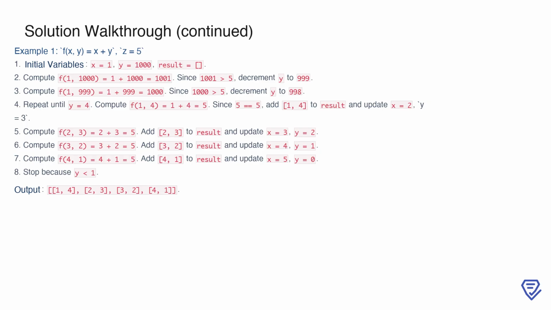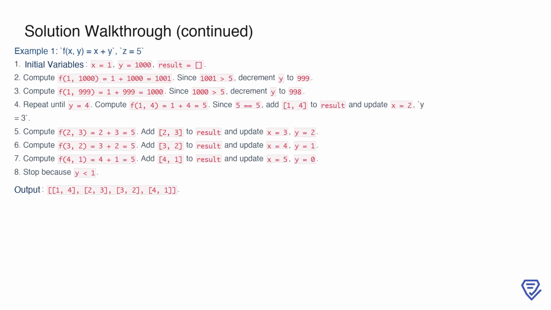Now, let's look at an example where f(x, y) equals x plus y and the target z is 5. We start with x set to 1, y set to 1000, and an empty result list. Initially, we calculate f(1, 1000), which equals 1001. Since this is greater than 5, we decrement y to reduce the value of f(x, y). This process of decrementing y continues until y reaches 4, where f(1, 4) equals 5.